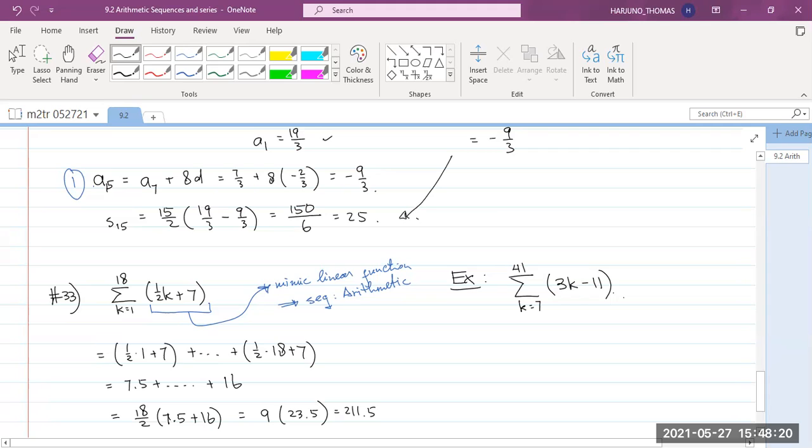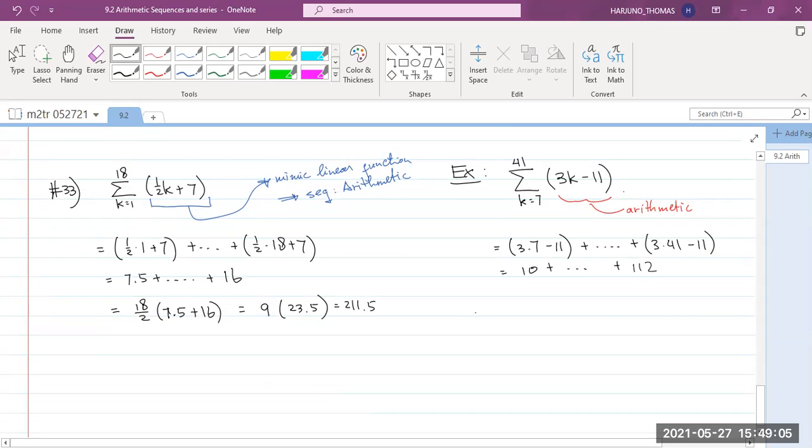Now there are two different ways to attack this problem. The one I prefer, the one I like is this. You identify, hey, this is arithmetic. Right? Okay, now what is the first term? The first term is 3 times 7 minus 11. That's the first term. The last term is 3 times 41 minus 11. Okay, so that's 10 all the way to, I don't know what's that. 3 times 41 minus 11 is 112.